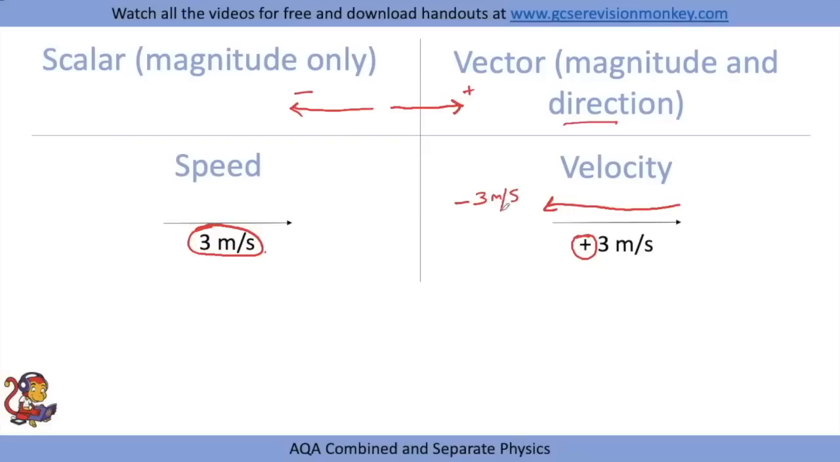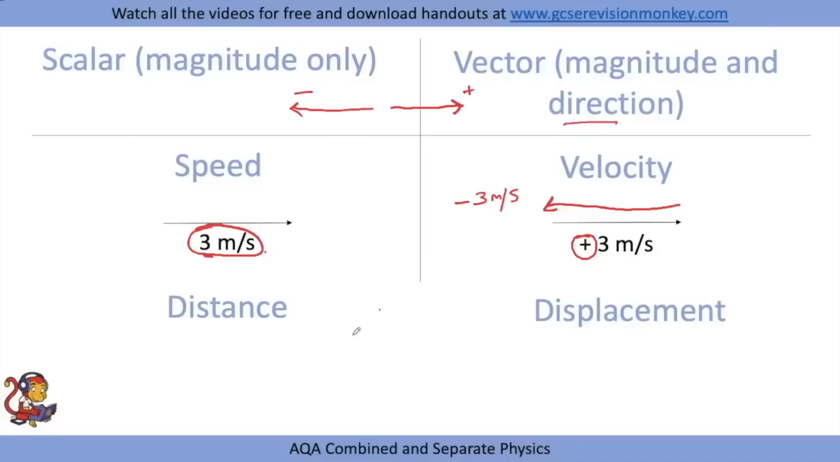So they are both very similar things. They're to do with how quickly an object moves. However, speed just takes into account the size, whereas velocity takes into account direction as well. And then there's another pairing to look at, which are distance and displacement. Displacement is the vector version of distance. Let's have a look at an example.